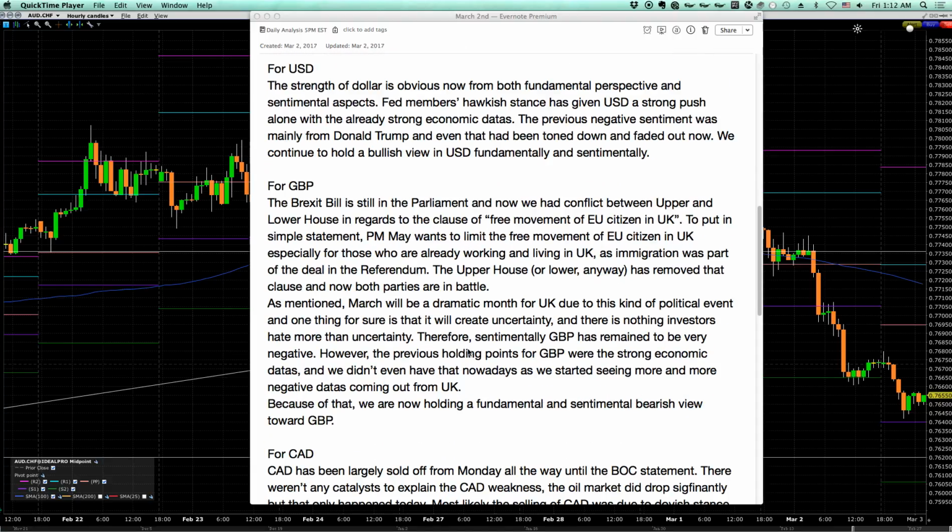British pound right now is still kind of negative. The reason is the sentiment from the Brexit bill. Now the Brexit bill right now is still in parliament. So what happens right now, we have a little bit of conflict between the upper house and the lower house. The Prime Minister May wants to limit the freedom of movement for EU citizens. So basically, after triggering Article 50, she does not want EU citizens to be able to work in the UK or even live in the UK like before.